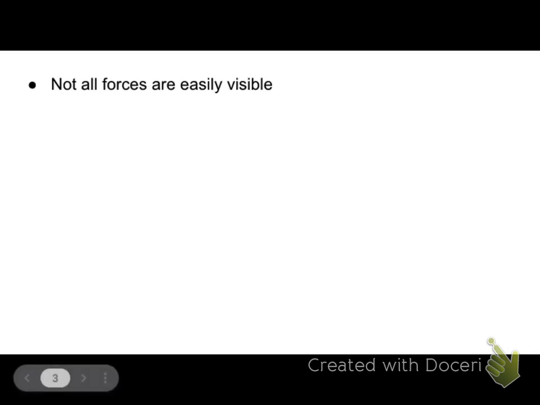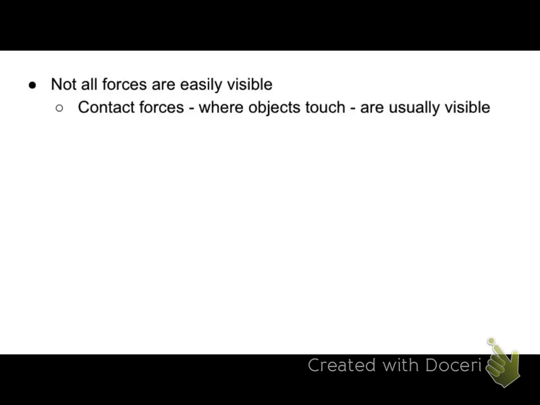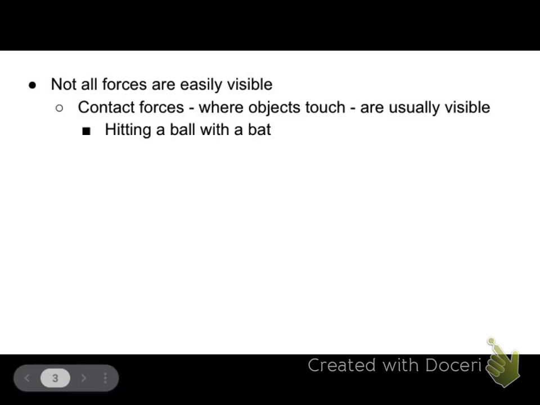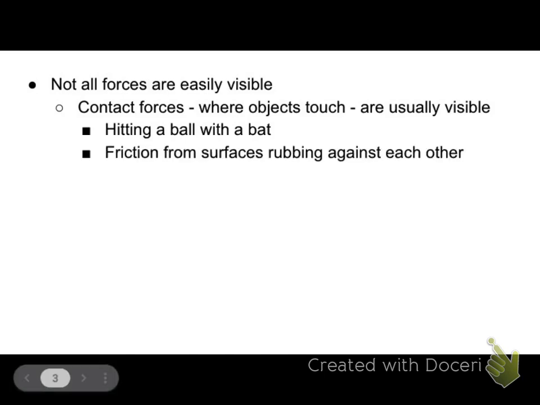Okay. Now, we've talked about forces, but mostly we've talked about very visible and easy to see forces. But not all forces that exist in the world are super easy to see, okay? We have some forces, which we call contact forces, that we can easily see. Contact forces involve two objects touching. So when you hit a ball with a bat, you see the bat hit the ball and push it forward. When two surfaces are rubbing past each other, you can see that one surface is touching the other. That is a contact force.